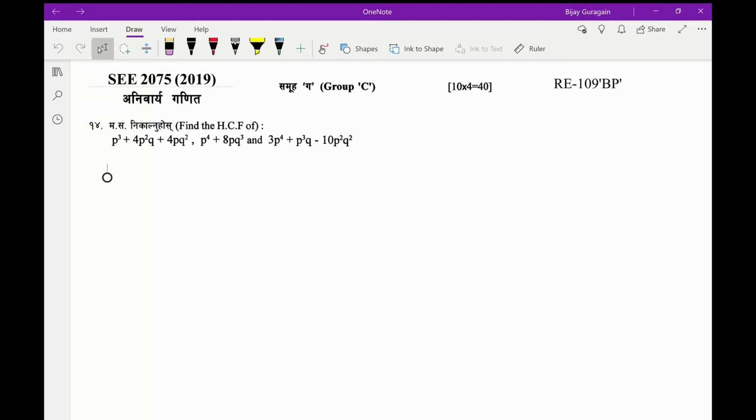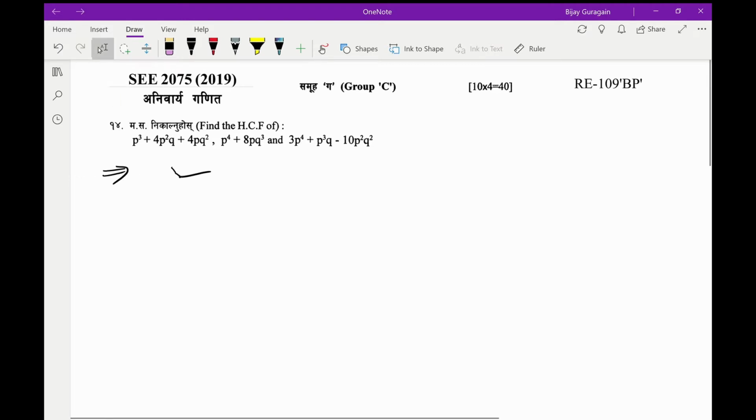ESC 2075 Group C question number 14. Find the HCF of pq + 4p²q + 4pq², p⁴ + 8pq³, and 3p⁴ + p³q − 10p²q². So we have to find the HCF, that means highest common factor. Now let's begin with the solution.